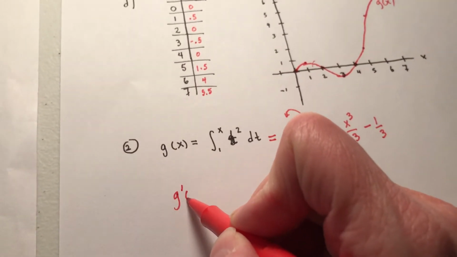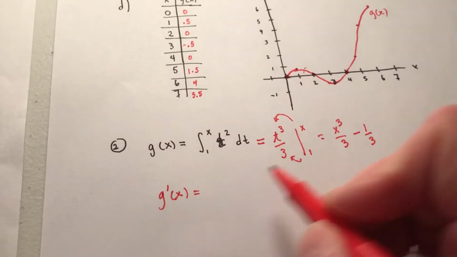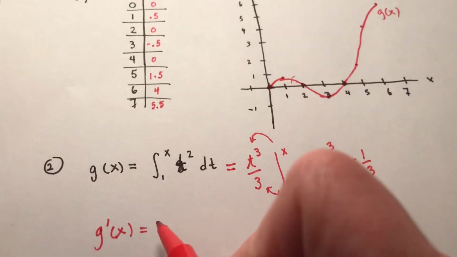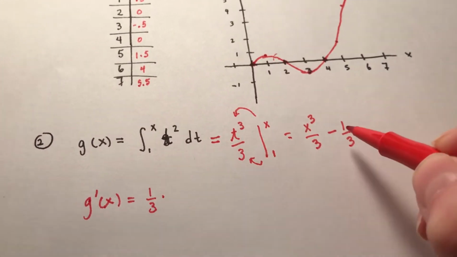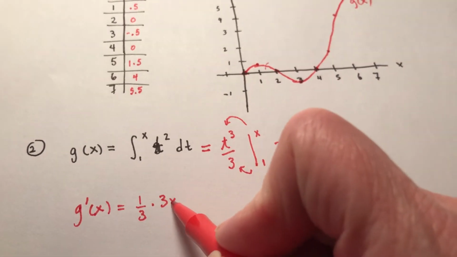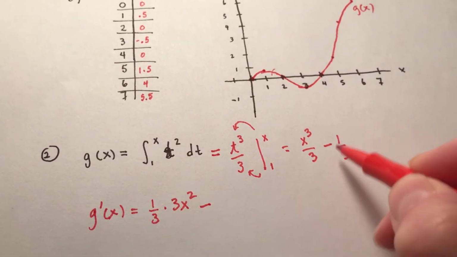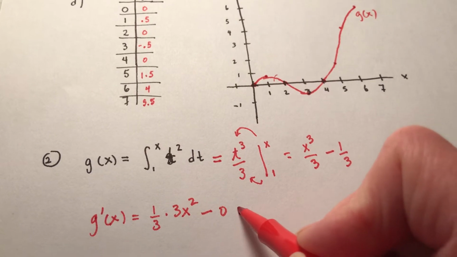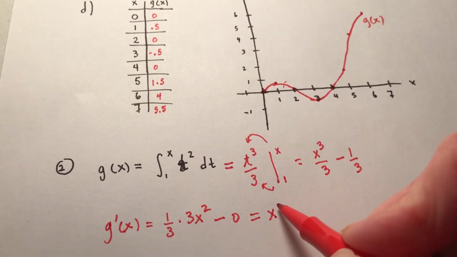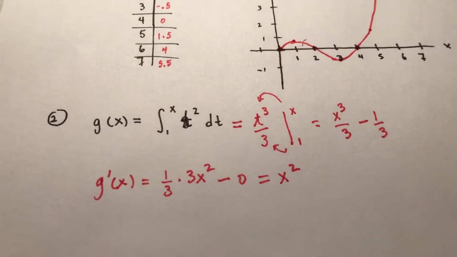Now, what they want us to do is find g prime of x. So g prime of x is, let's see, we're going to take the derivative. Remember, the 1/3 is just a constant, and then we get 3x squared over 3, minus the derivative of that constant, which is 0. And that just gives us x squared.